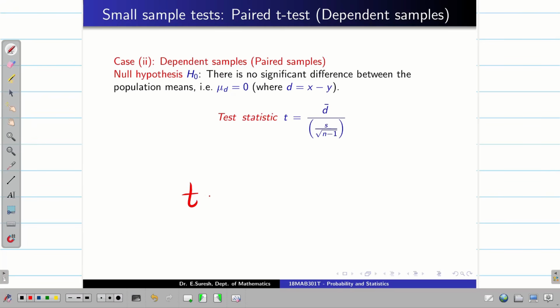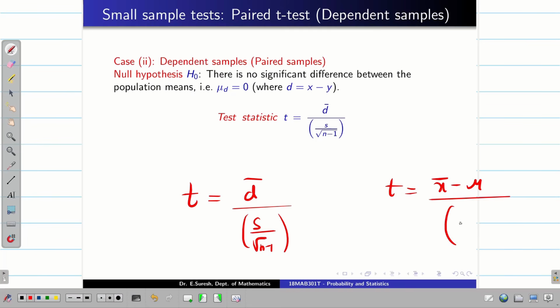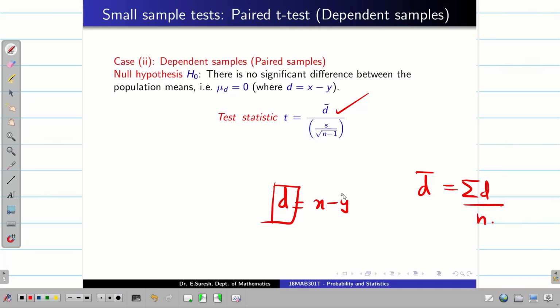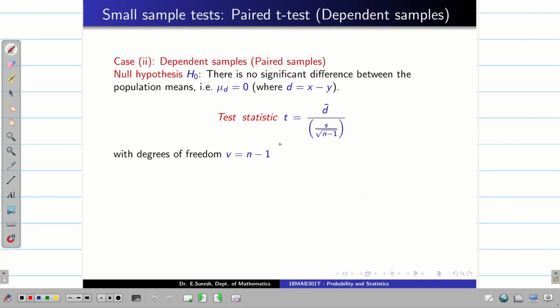The formula for the t statistic is D bar divided by S by square root of n minus 1. For the unpaired t-test, we use the formula x bar minus mu divided by S divided by square root of n minus 1. Here we are taking the same sample, so my D is x minus y and D bar is summation D divided by n. You know how to find D. As usual, the degree of freedom is n minus 1 because we have only one group of data.